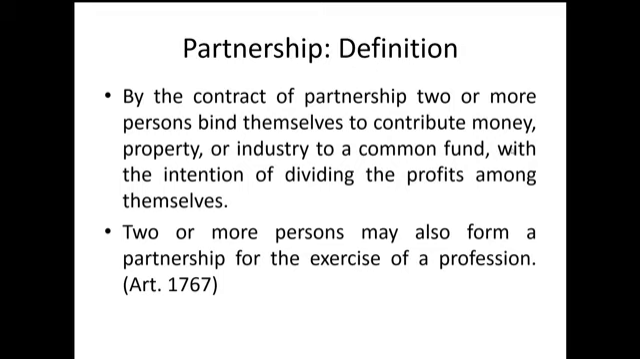Now, the distinction between the two is important for tax purposes because an ordinary partnership is taxable as a corporation, while a general professional partnership is exempted from income tax. Because the partnership itself is exempt, but the distribution of income to the partners is taxable in their individual capacity.